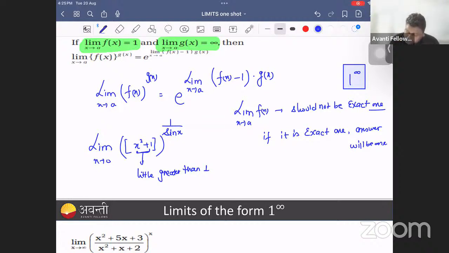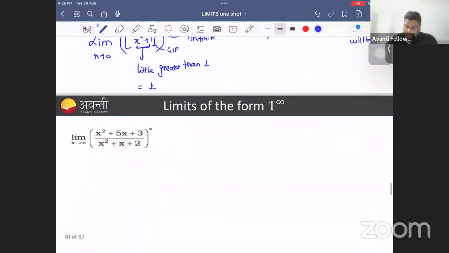And exactly 1, this power is what? Approaching infinity. As x approaches 0, 1 by sine x is 1 by 0, which is infinite. But here, since the base is exactly 1 under the greatest integer function, this value is going to be 1. We will use this form of the limit only if the base is also approaching 1. It is not exactly. Now see the question here.